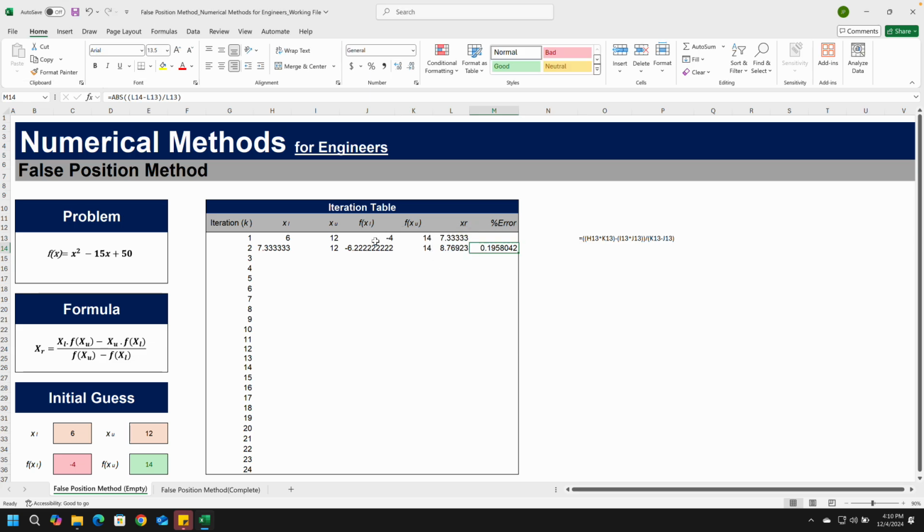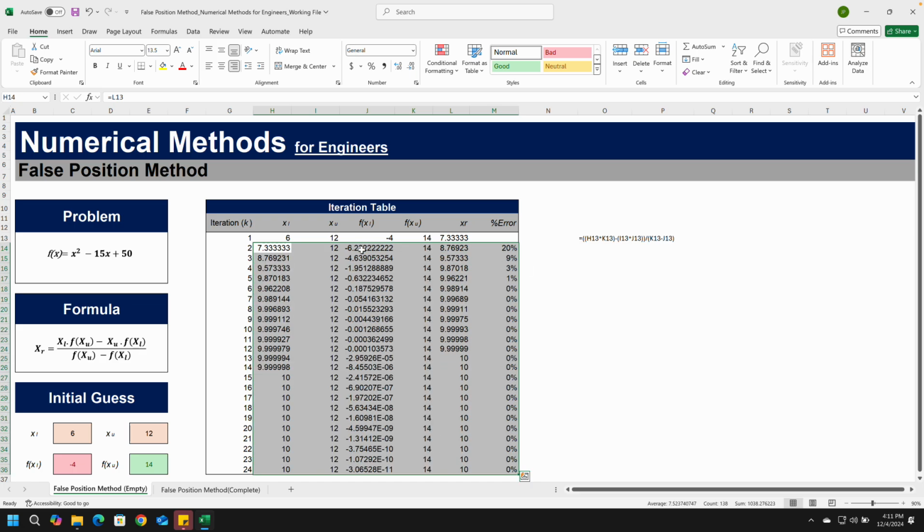Whoops. Okay, that was just a slip. No problem there. And let's make this a percent. Okay. Now, all the hard parts are done, and the rest is just easy. So we can just highlight all of this and copy the formula down here, like this. And we're basically done with the false position method.